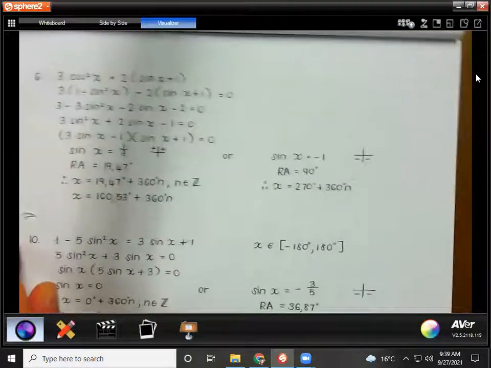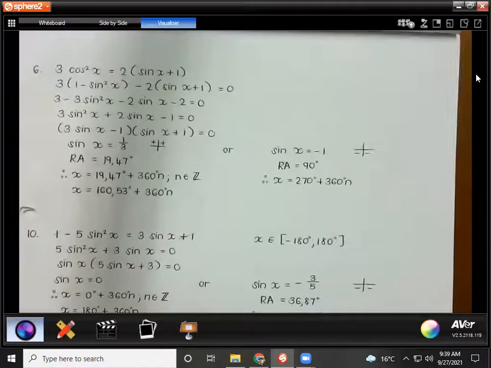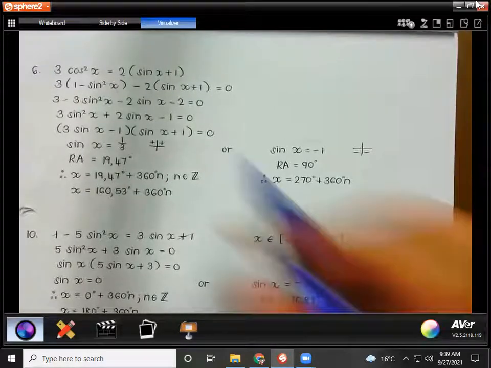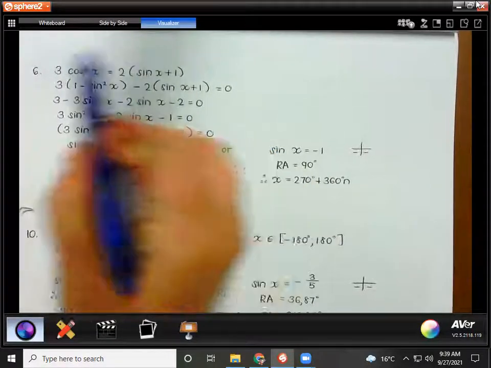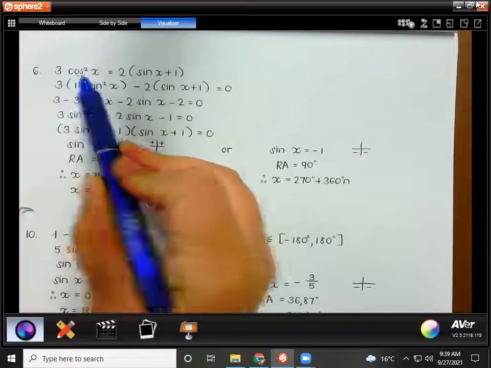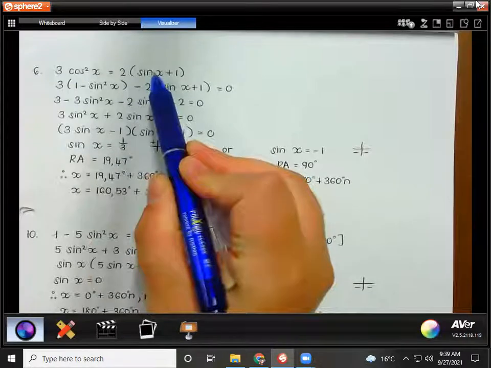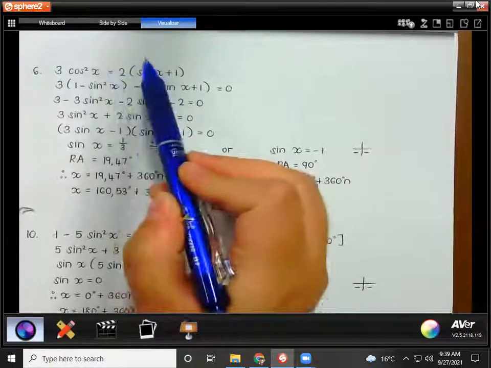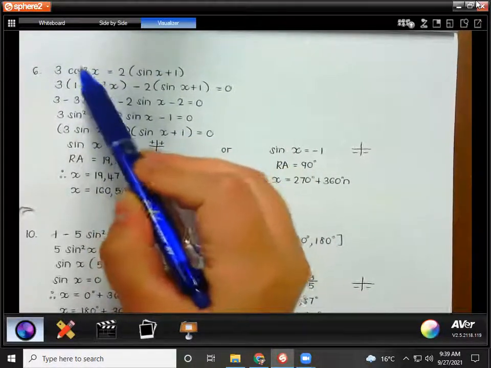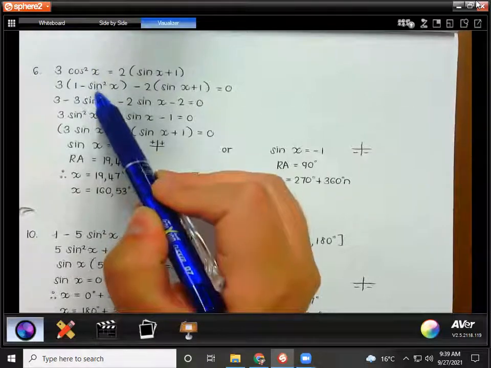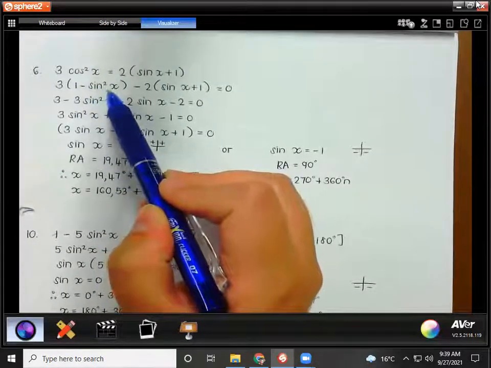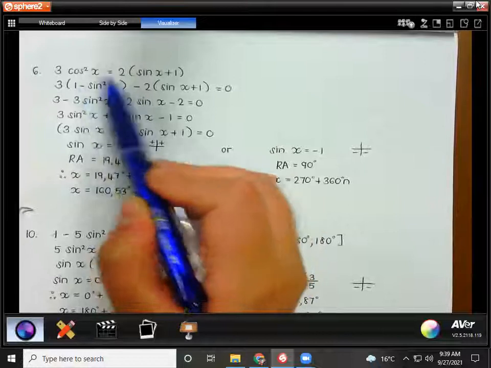Okay, let's look at number 6. For number 6, you just had to find the general solution. Now you would look at your first line, the one that was given. Do we see that we have a cos squared and we have a sine? All right, we need to get them to be the same. So the cos squared is the only one that you can change. So that one you're going to change to 1 minus sine squared x. Okay, are we fine with that?